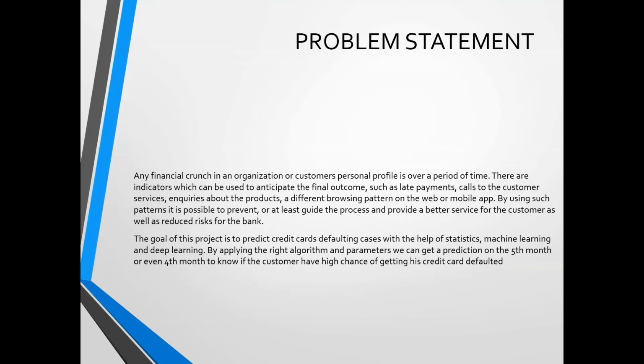Moving ahead, we have the problem statement. In any organization, if we notice, credit default is not a single-stop problem. It usually develops gradually over a period of time, and there are several indicators which can be used to anticipate the final outcome, such as late payments and calls to the customers about the different products. By using such patterns, it is possible to prevent the credit default, or at least have an idea about the potential credit default if the customer does not make payments for a continuous extended duration of time.